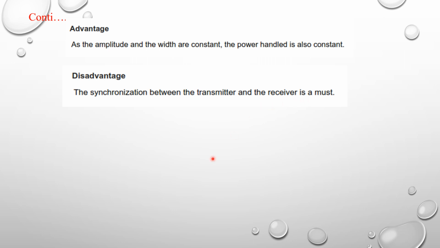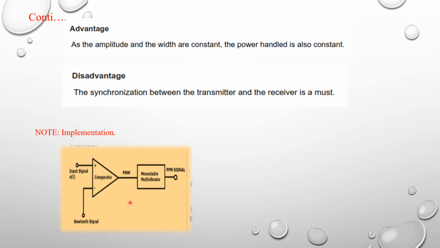Coming to the practical implementation of the PPM signal, the PPM generator is normally designed using a comparator and monostable multivibrator. The comparator output is applied to the monostable multivibrator. So across the monostable multivibrator we receive the PPM signal.